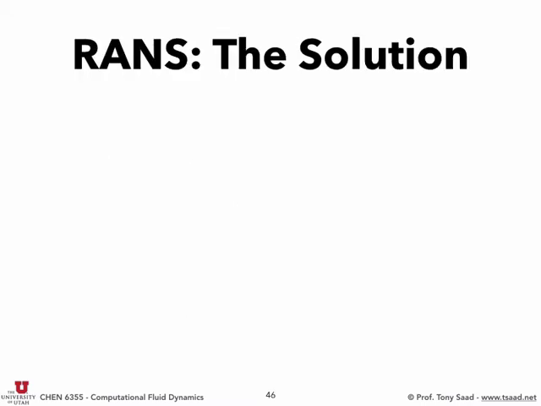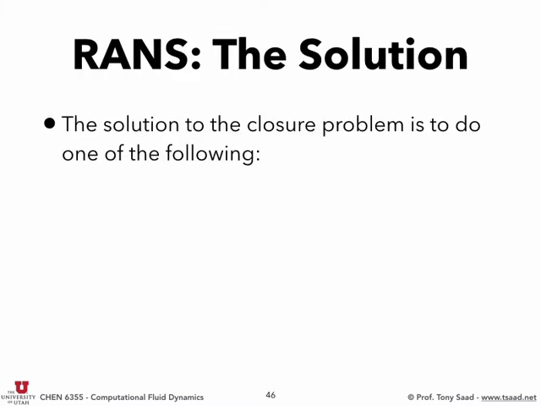So the solution for the closure problem is to do one of the following. Either model the Reynolds stress tensor, and say we're going to use physical ideas and physical principles to find a form to model the Reynolds stress tensor in terms of the mean velocity. Remember, we're solving for the mean velocity, so we know what the mean velocity is. If we can write the Reynolds stress tensor in terms of the mean velocity, then we close the system.